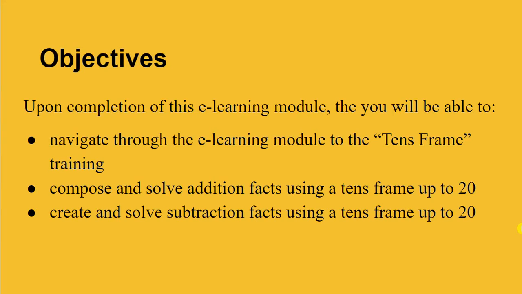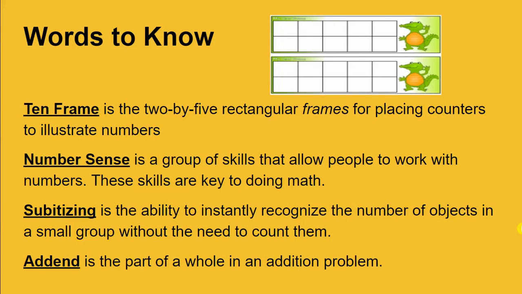Upon completion of this module, you will learn how to navigate through your tens frame training, compose and decompose numbers when we're adding and subtracting on the tens frame up to 20. Some words to know are your tens frame. This is a picture of the tens frame. There are 2 rows of 5.